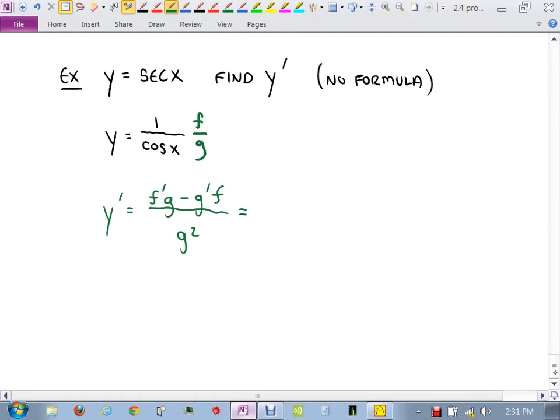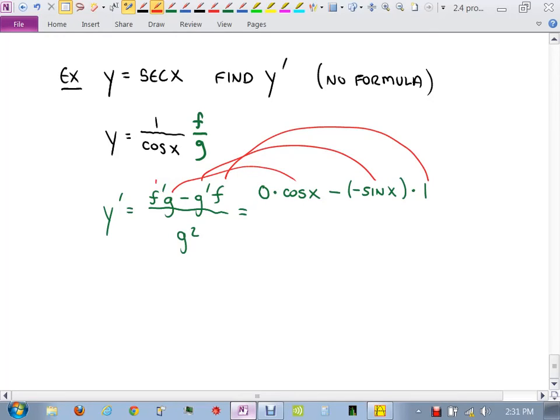So what's f prime? Careful here. 0, because f is a constant, isn't it? So you get 0 times g, which is cosine x, that's not going to matter, minus, what's the derivative of cosine x? Negative sine x, right? Times 1. Don't forget these things. We have f is 1, g prime is this, g is that, f prime is that. They all come from something here. All over cosine squared x.